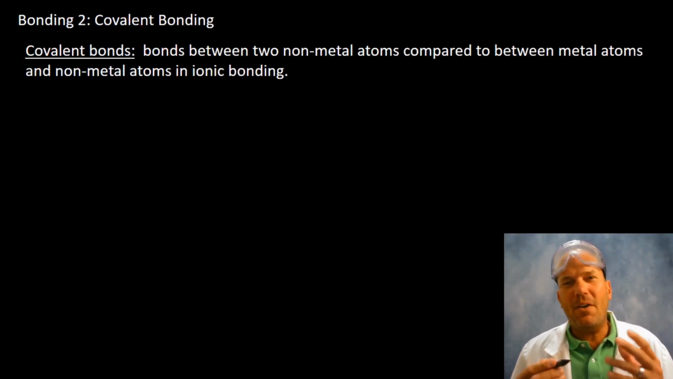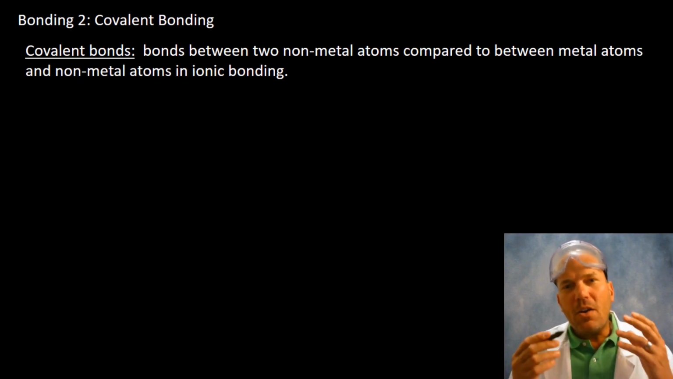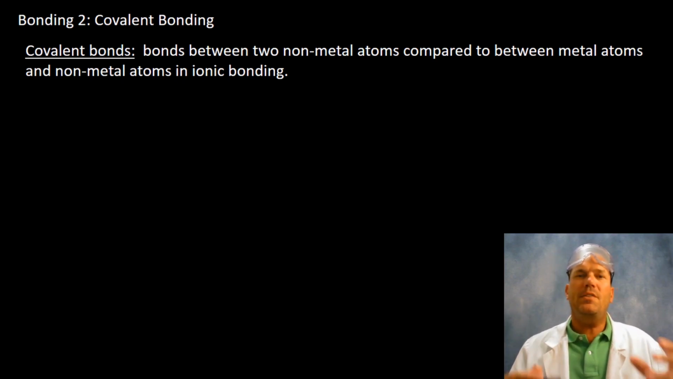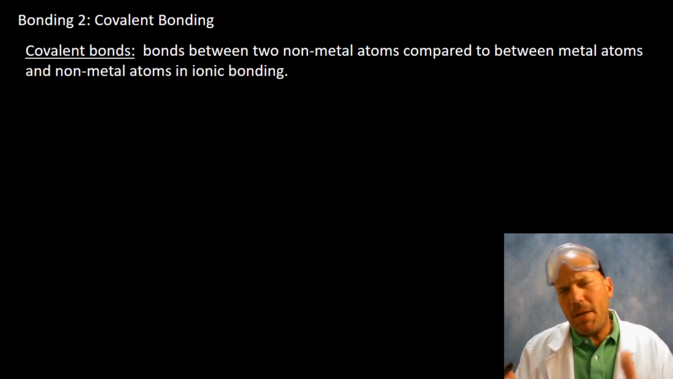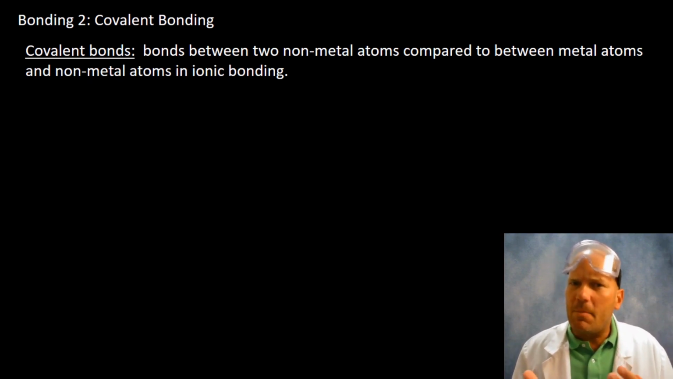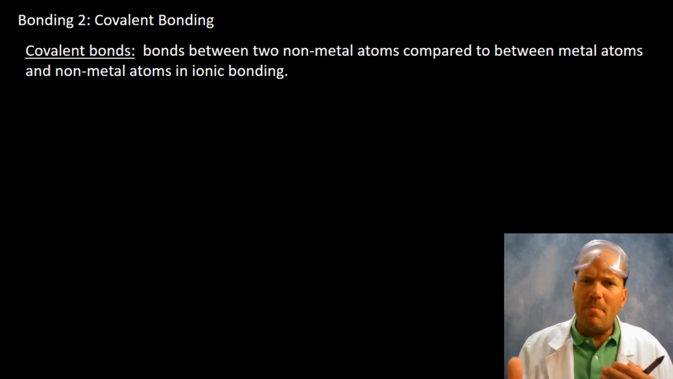Now that we've talked about collision theory and ionic bonding, I want to talk to you about covalent bonding. Covalent bonds form between two non-metal atoms. Compare that to what you know about ionic bonds, which form between a metal and a non-metal.